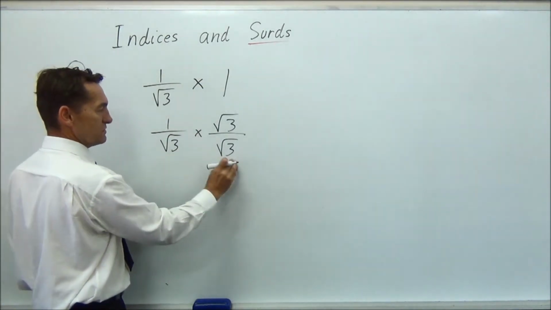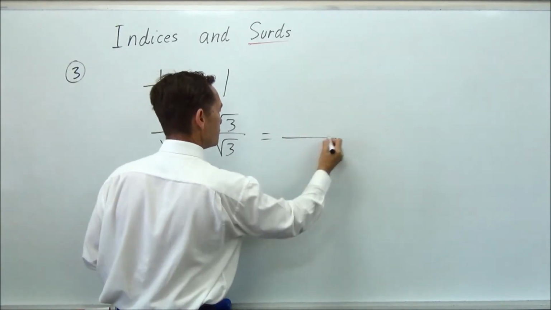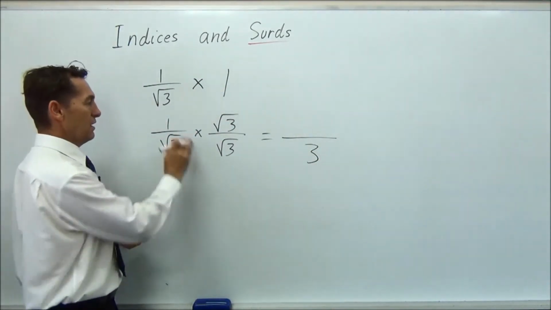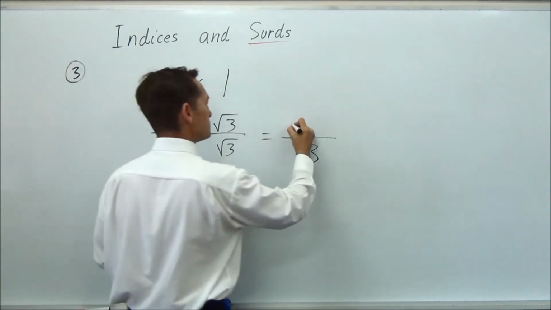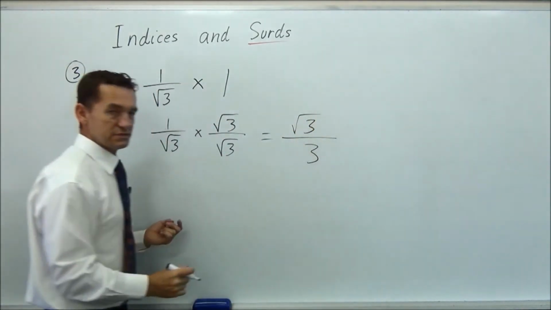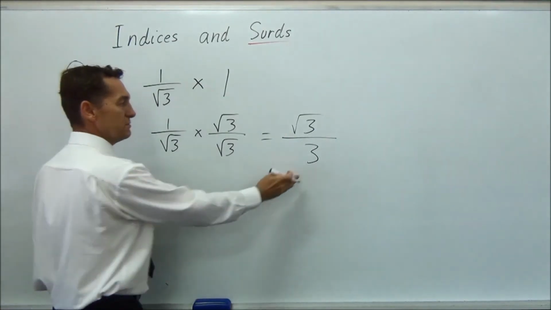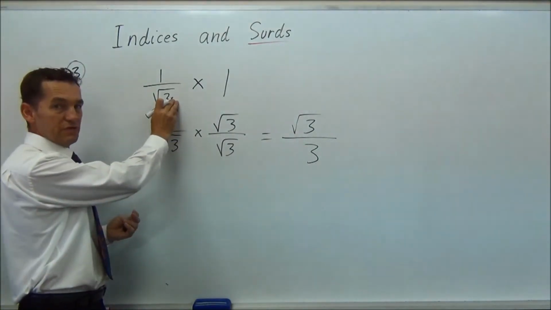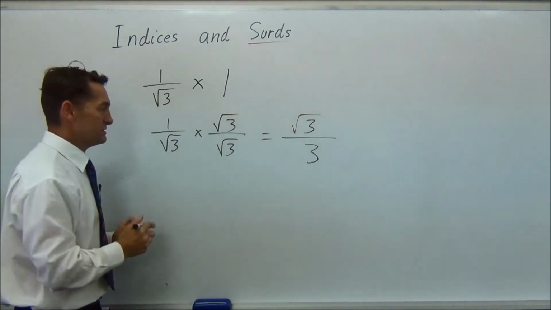So root 3 times root 3, well if you multiply a root by the same thing, it's the number. It's just 3. 1 times root 3 is root 3. And that's it, you're done. You've rationalised the denominator, and that's a really good answer in an exam. This you'd lose half a mark for. Okay, so let's do another one.